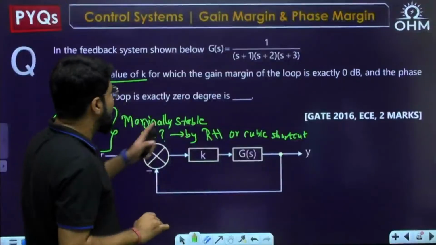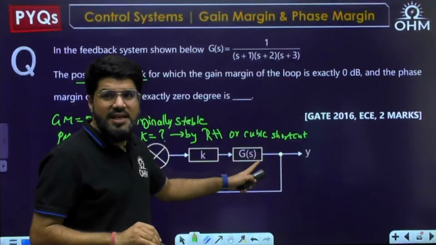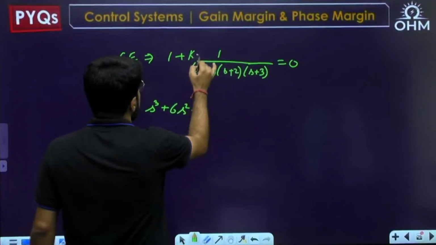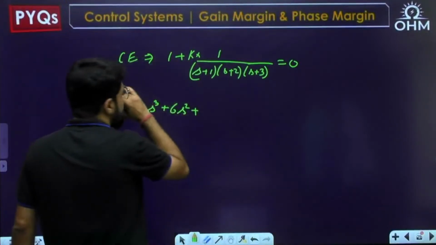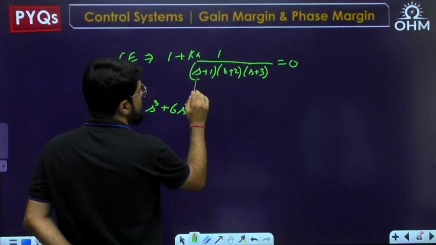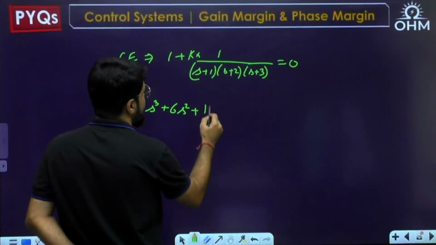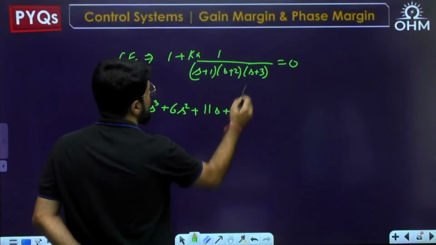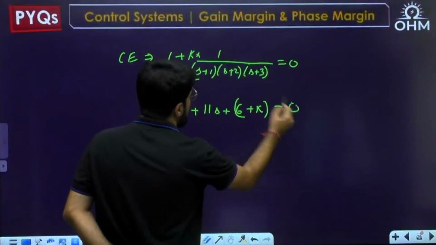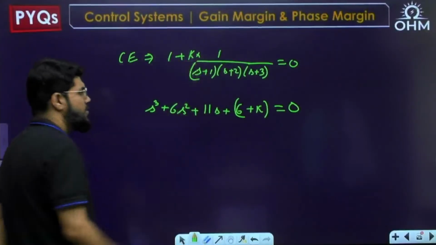Now the characteristic equation will be 1 plus K G(s) actually. This is only G(s) given. So 1 plus K into this factor. Then I will have 11s, and then 1 into 2 into 3, 6, plus K equal to 0. The 6 from here, and K is there already.